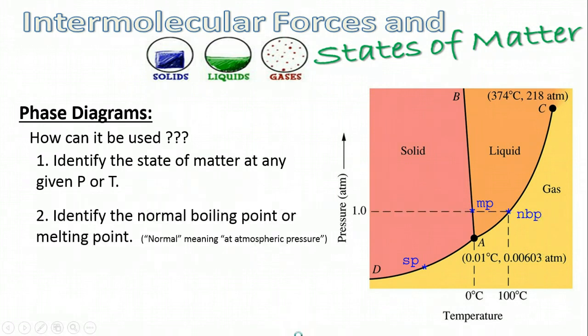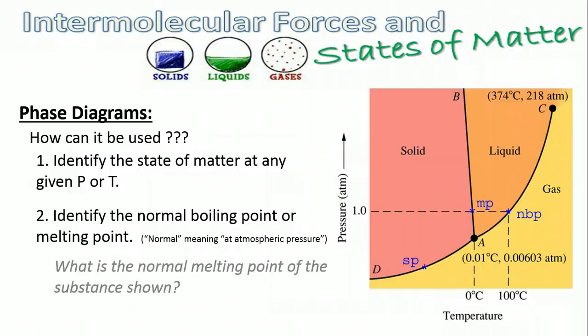Second on the list, you can also identify the normal boiling point or melting point of the substance. Normal here meaning whatever the boiling point is at atmospheric pressure. Sample question could be, what is the normal melting point of the substance shown? Since normal always means 1 atm or atmospheric pressure, you find the atmospheric pressure line, follow it over to where the phase change would happen.